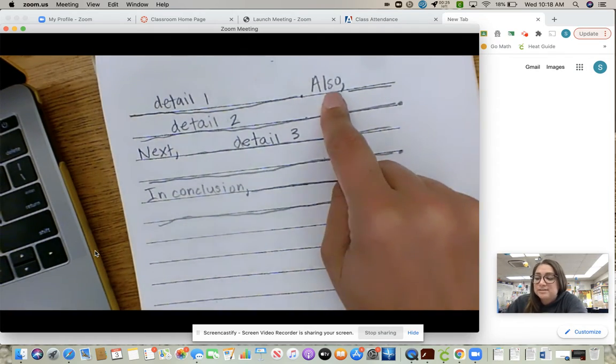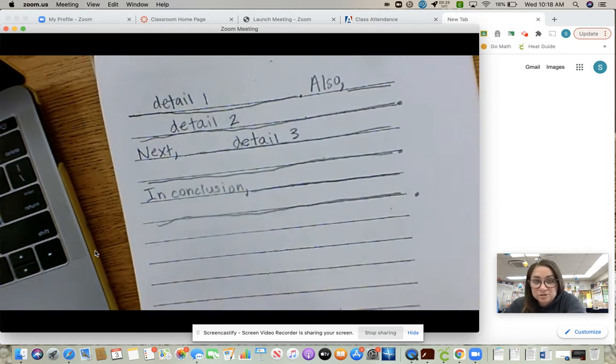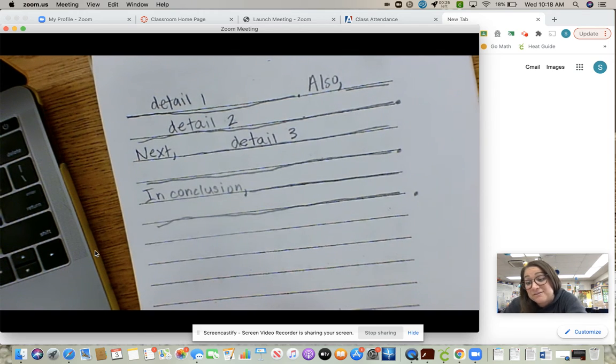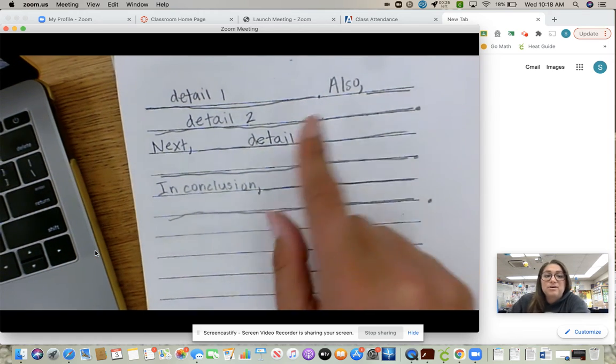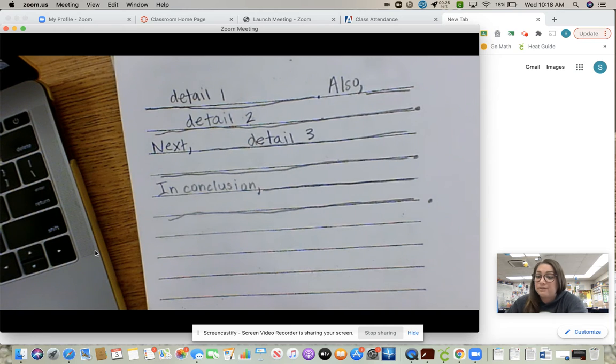And then we have some transition words. You don't need to use these transition words. We have a lot. We can use specifically. We have also, next, first, second, third.